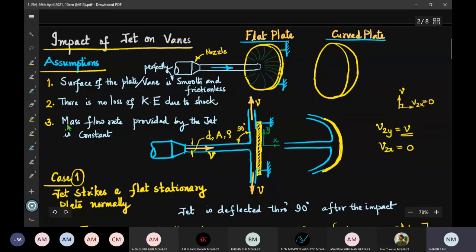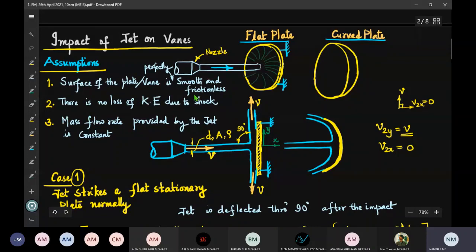Assumptions you have to keep in mind and write as and when required. Essentially important assumptions, these three. The first two are very prominent and you have to write them everywhere. Whatever plate or vane we use for the force generation or power generation purpose, we will be considering these two assumptions.